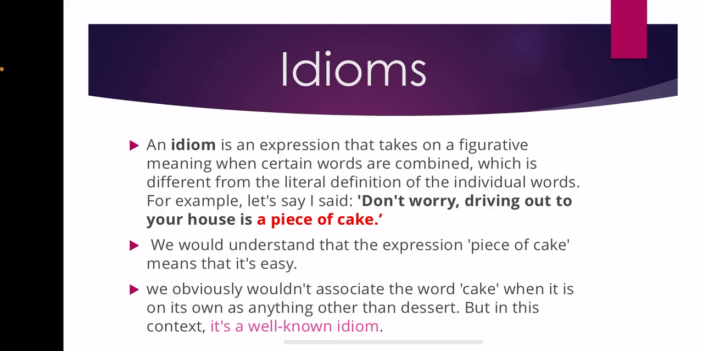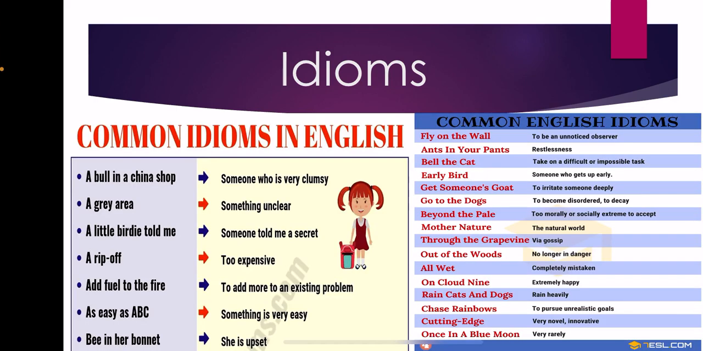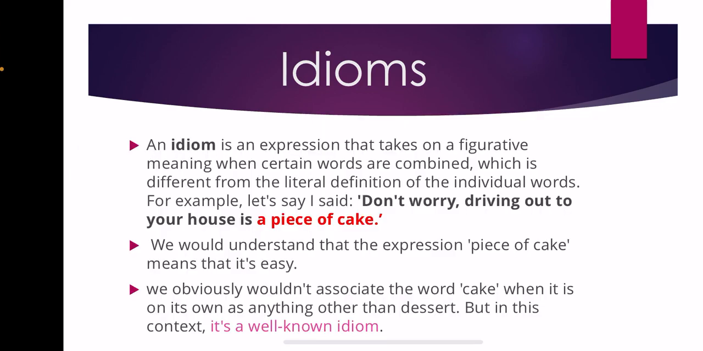Now the idioms. For example, we have: don't worry, driving out to your house is a piece of cake. If we read it in a context like this sentence, we know that a piece of cake means easy. But if we take it literally, we see no link between a piece of cake and the concept of easy. So this is a well-known idiom. A piece of cake means easy, because we have well-known idioms in the English language, and a piece of cake is one of these idioms.